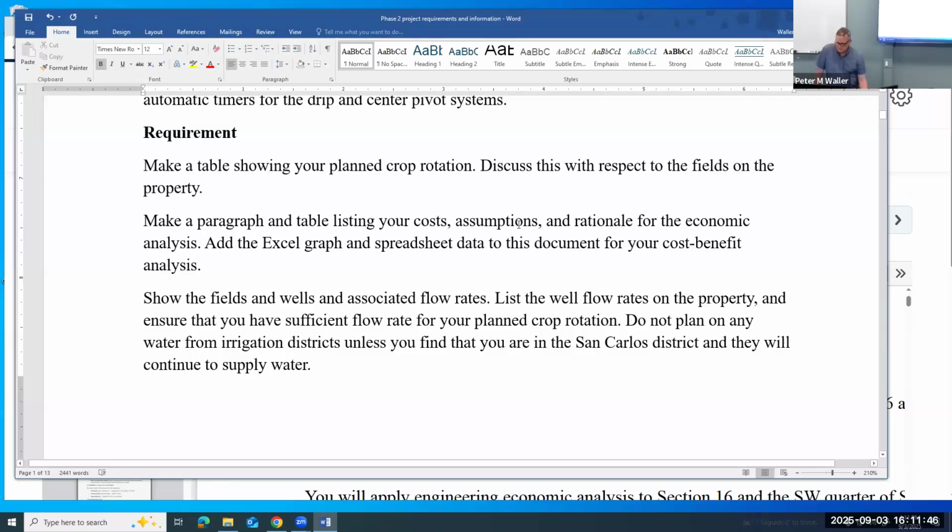Make a paragraph and table listing your cost assumptions and rationale for the economic analysis. Add the Excel graph and spreadsheet. So I'll show you how to use that, and show the fields, wells, and associated flow rates.